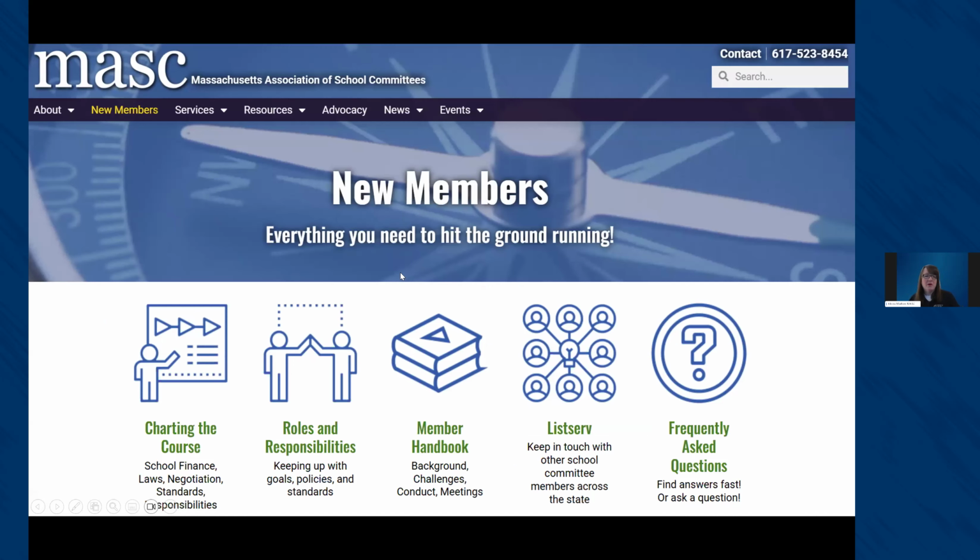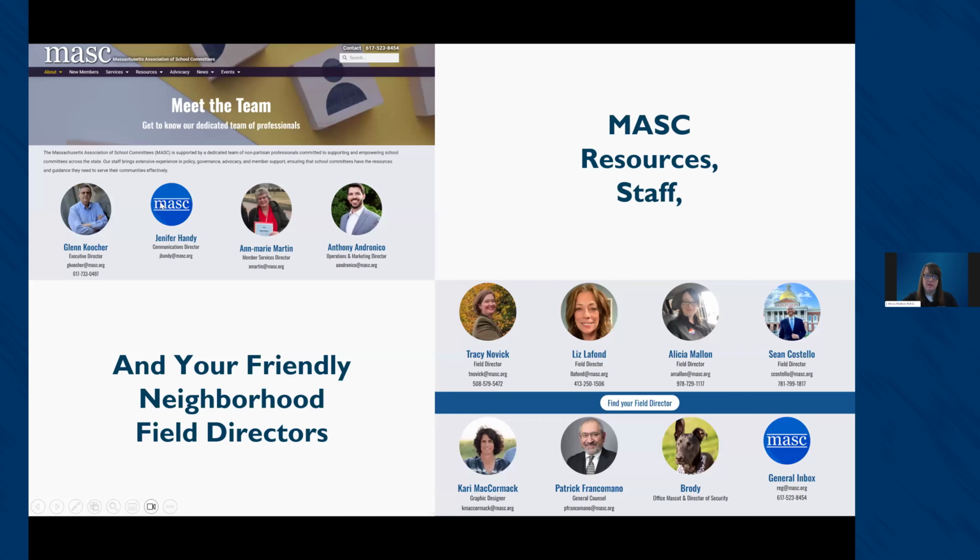So when we're talking about our resources, this is what our new member page looks like. If you go to our website and right there under the yellow new members tab, you can find all of our documents that we maintain. We have frequently answered questions. We have our handbooks. Up there at the top, you can see there are other tabs for services and resources, news, events. This is a very helpful website for your members to have, masc.org, and it's where they can go to find all the things they wish to sign up for.